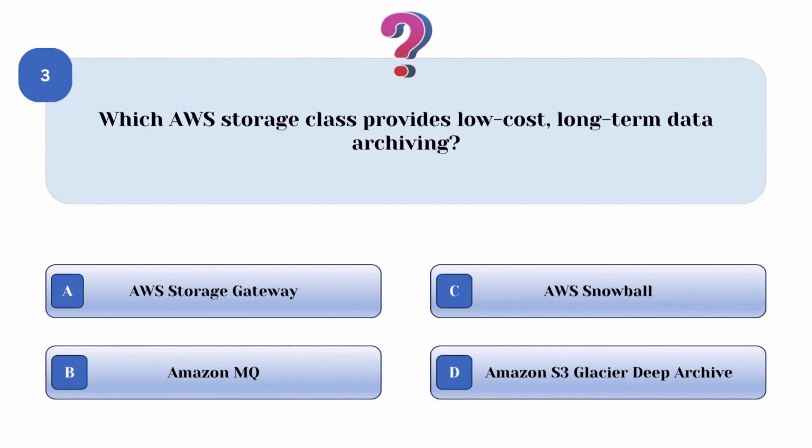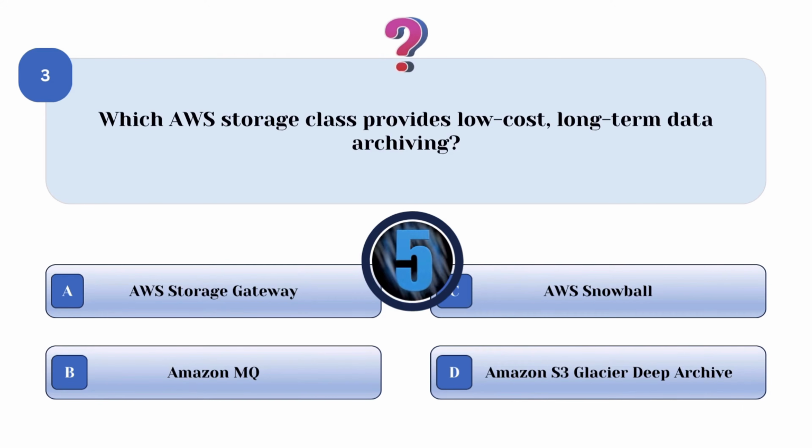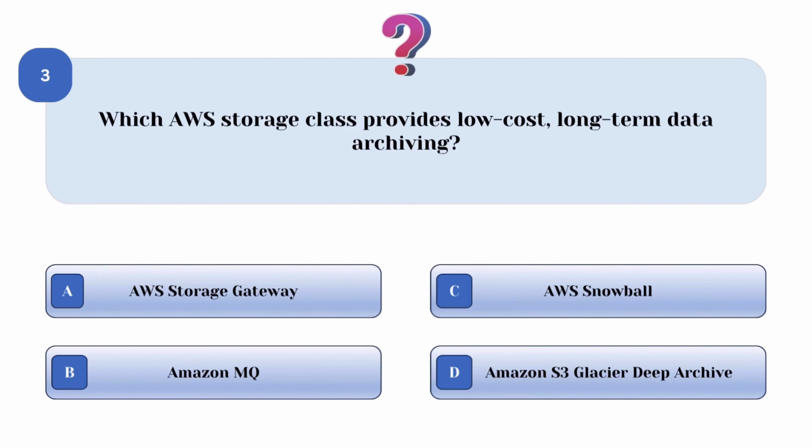Which AWS storage class provides low-cost, long-term data archiving? Correct answer: Amazon S3 Glacier Deep Archive. Explanation: this is AWS's lowest-cost storage option for archiving data rarely accessed, with retrieval times in hours.